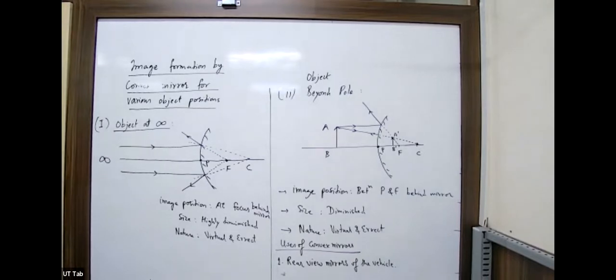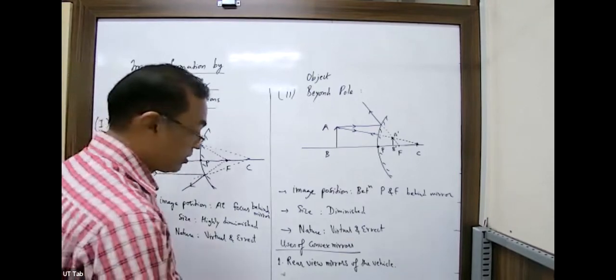Why do we use this mirror as a rear view? You can see it is diverging. So for wider field of view. Yes, one is wider field of view. Second is the images are upright, so the driver won't be confused. Although he has a wider field of view, so he would be able to see a lot of traffic behind him. At the same time, it is upright, so you will have clarity. Okay. So these are the reasons.